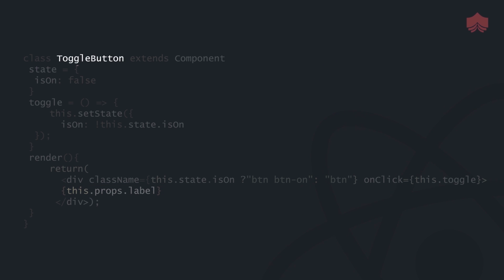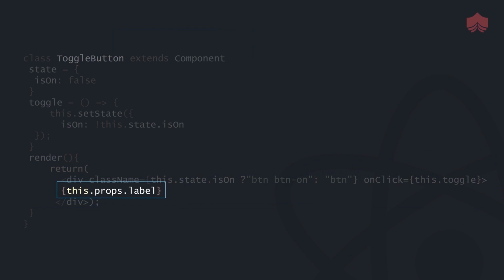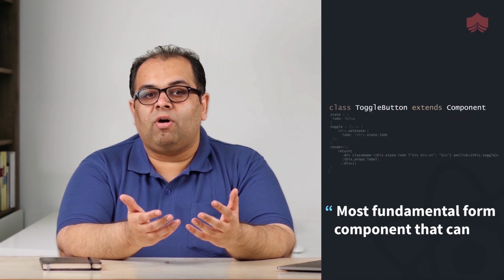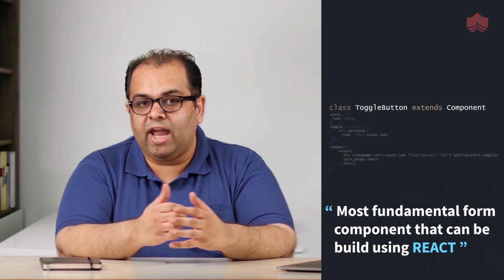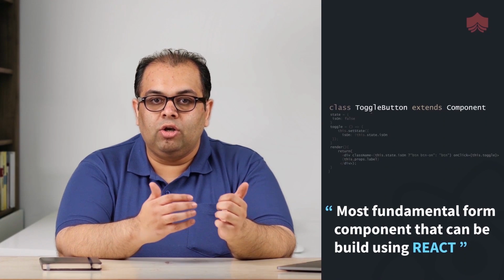Using the toggle button component now is as easy as declaring it inside another component's render method, as you can see here. Notice the use of the label prop here, which has allowed us to set a text label on our button. As you saw in this example, a class component is the most fundamental form of component that you can build using React. A class component allows you to create and manage local state variables such as the isOn variable we used in our small example.